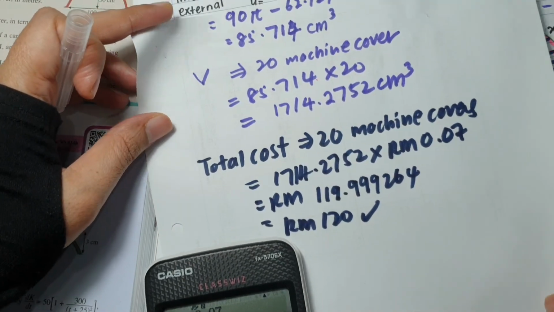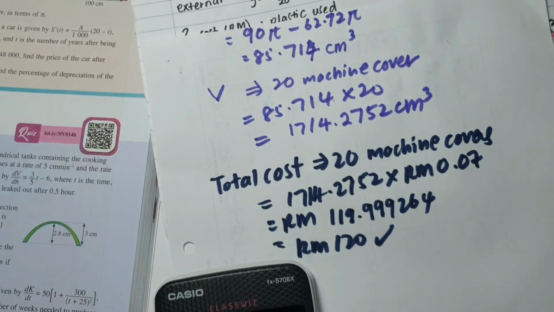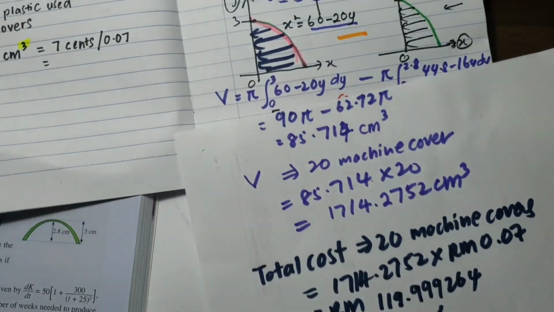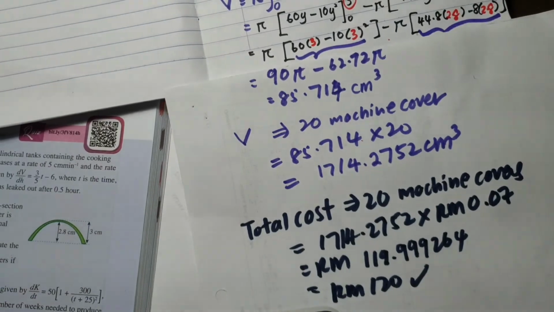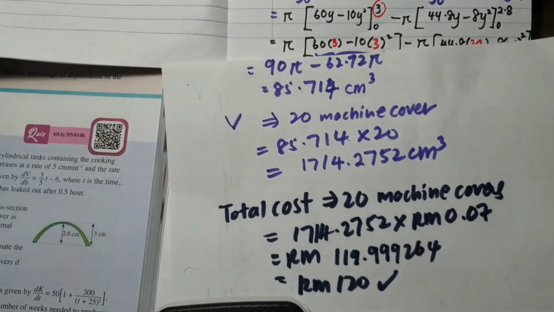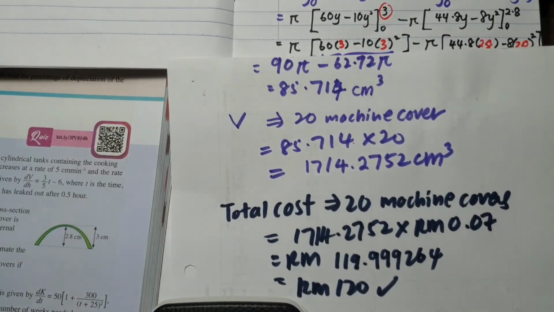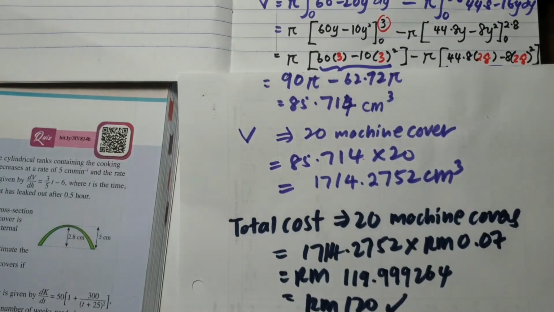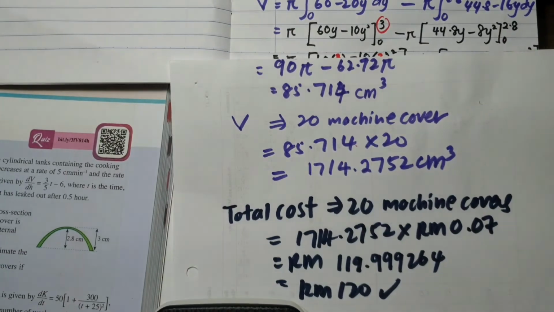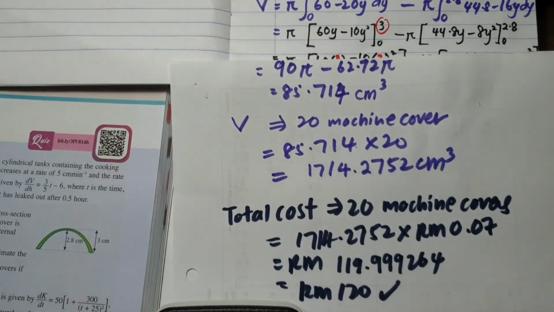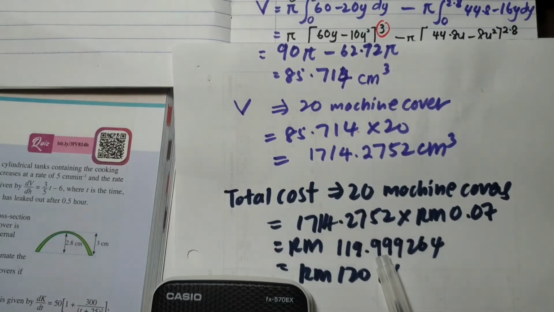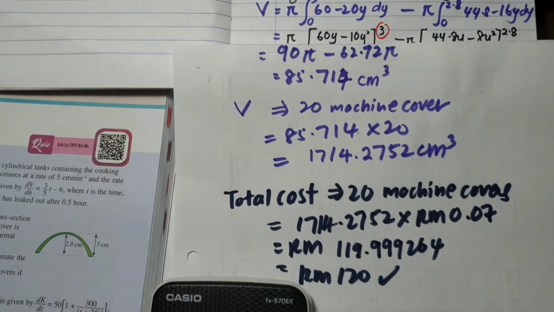It's not wrong, it's correct. Okay, okay, done. So this is the answer for question formative exercise 3.4 number 2. Okay, RM120 ataupun kalau tak nak round off, dia jadi 119.999 cent. Okay, okay, done.